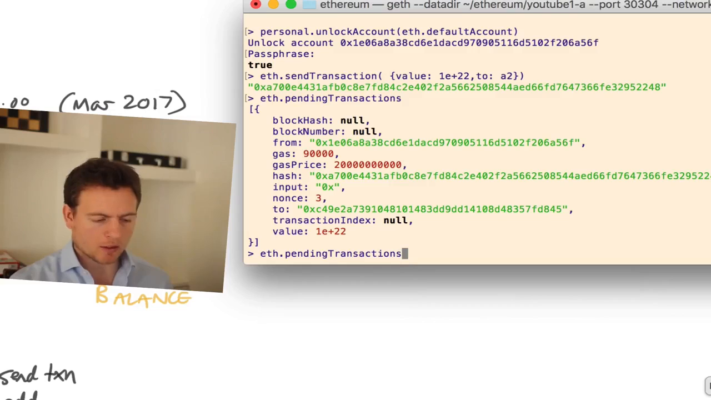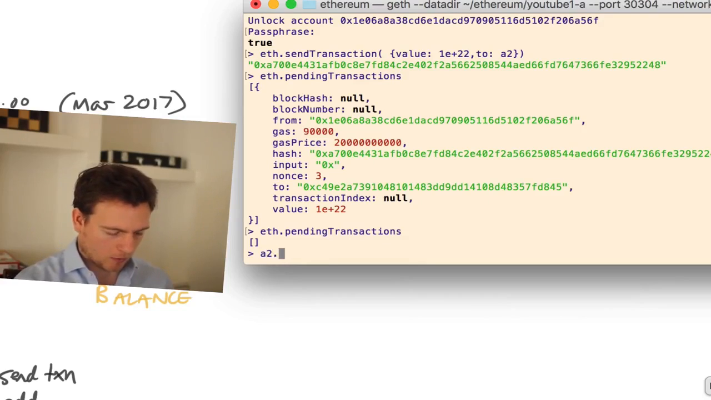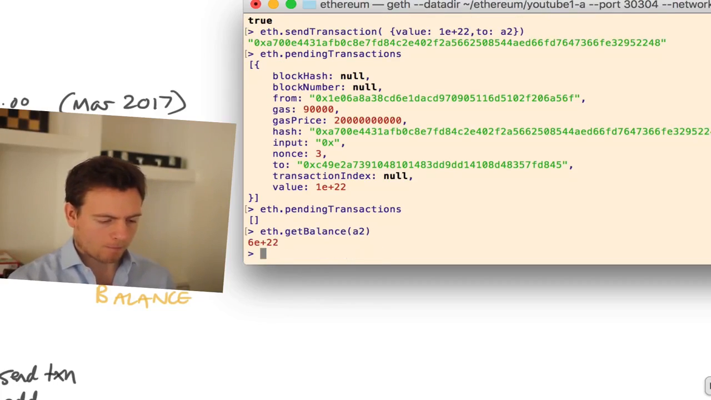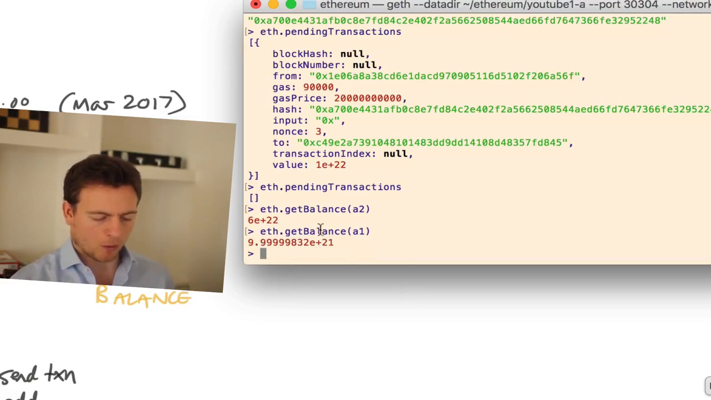Now, let's wait till the transaction's gone through. It's gone through now. So now if we do A2, eth.getBalance A2, and eth.getBalance A1. So now A2 has received that money or that ether, if you like, and here's the balance of A1, right? So let's drill down exactly how much the balance for A1 has gone down because of that transaction, right?